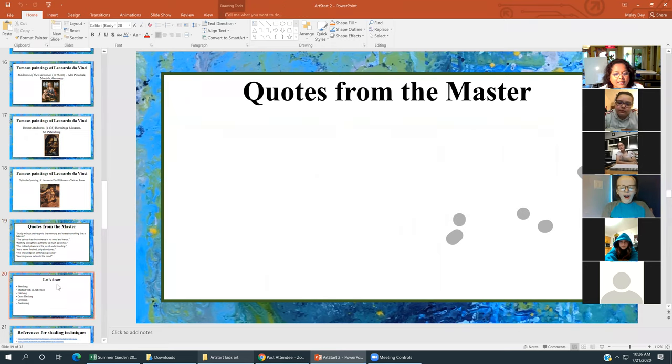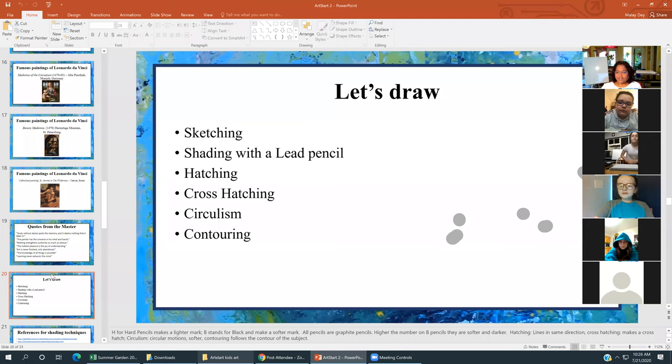All right. Now let's draw. Bring out your sketchbook. Here I have my sketchbook. And remember, I'm going to show you how to sketch with a lead pencil. So these are graphite pencils or lead pencils. You can start with this.